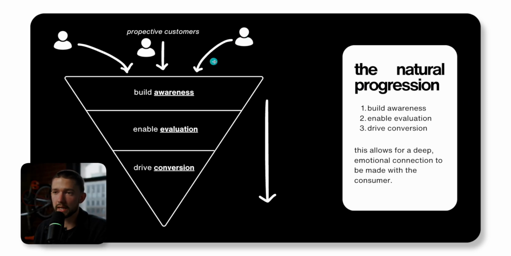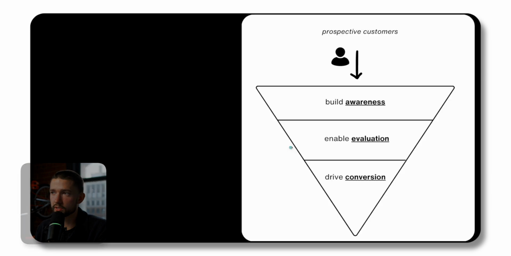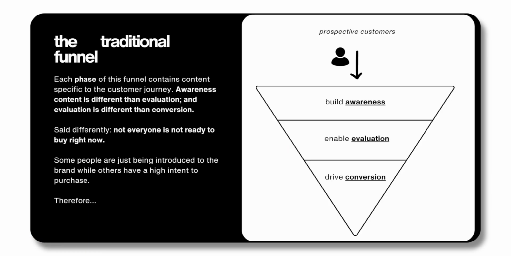The consumer drops in the top of the funnel. 1, they discover the brand. 2, they evaluate the brand and products to see if they align, and lastly, 3, they convert and purchase. And so each phase of the funnel contains content that's specific to where the customer is in their customer journey. So awareness content is fundamentally different than evaluation content, and evaluation content is different than conversion content.